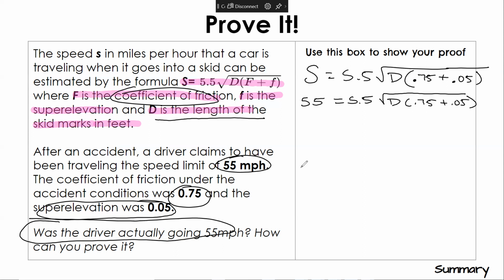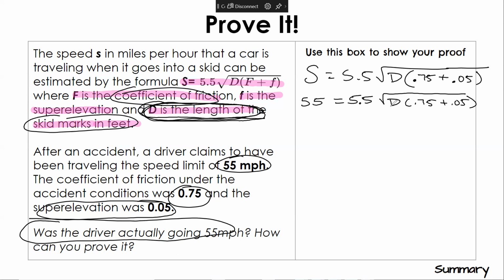Okay. All right, so now we're going to solve for d. What was d again? Okay, look at the word problem right here. It is the length of the skid mark. So how would that be helpful? Again, we're trying to prove that this guy was going 55, right? So we could measure the skid mark length. We go out there and we could measure it. Okay, so now we're going to solve.